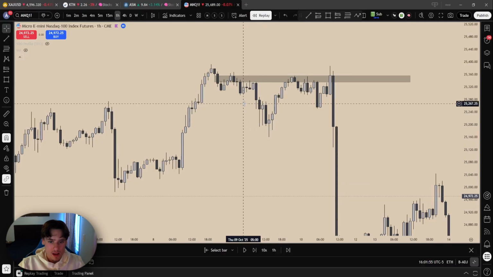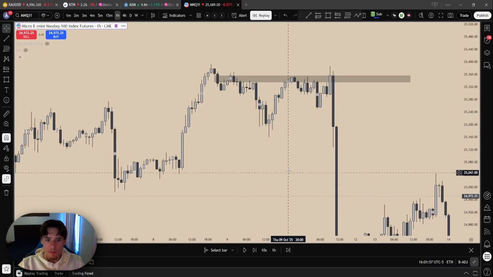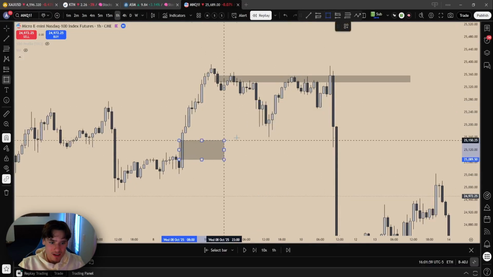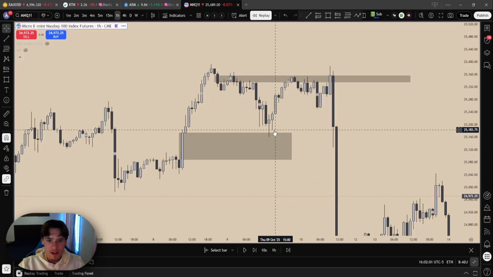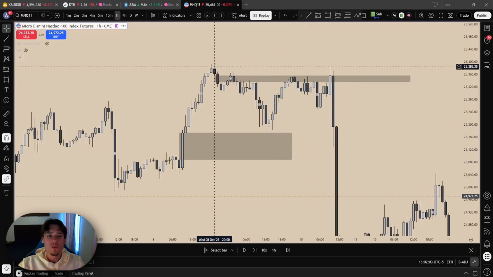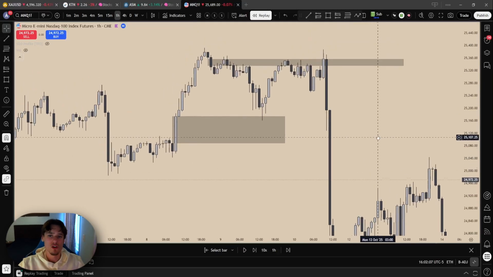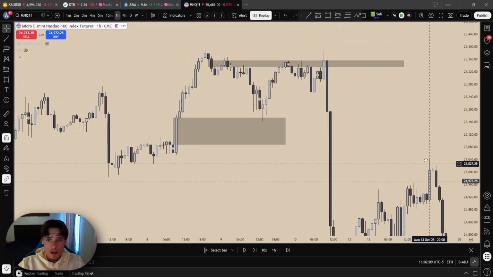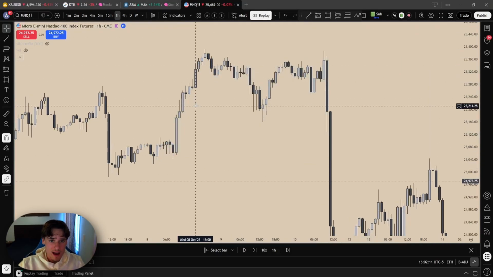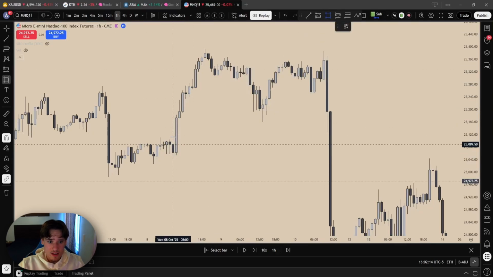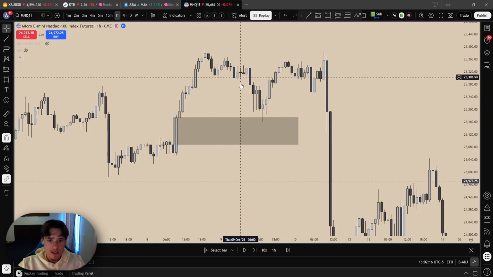So in this case, we didn't have just a straight push down. We actually rejected off a fair value gap to then go higher, grab more money on the table, to then have the push lower. So guys, fair value gaps can be used as entry points because you can see, all right, well, if price comes into this fair value gap, we're going to take a long. You would have made money.